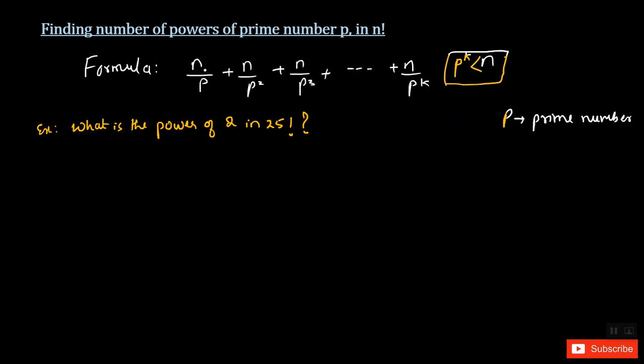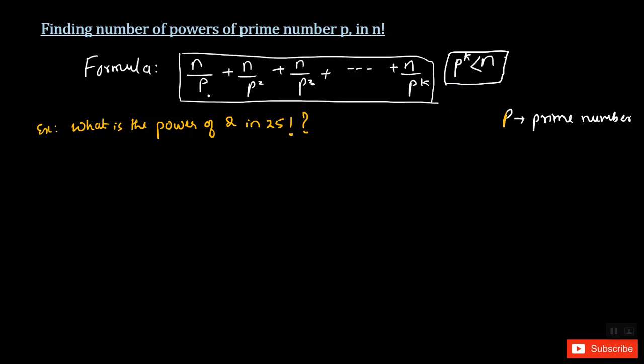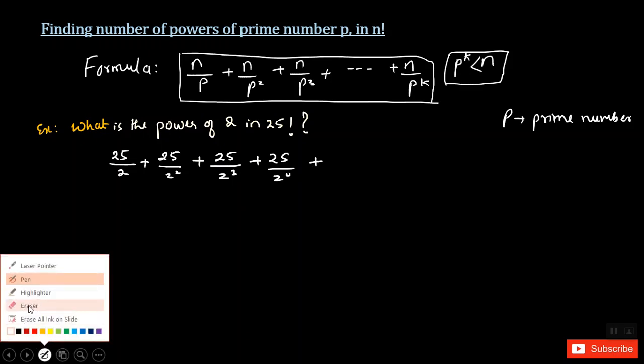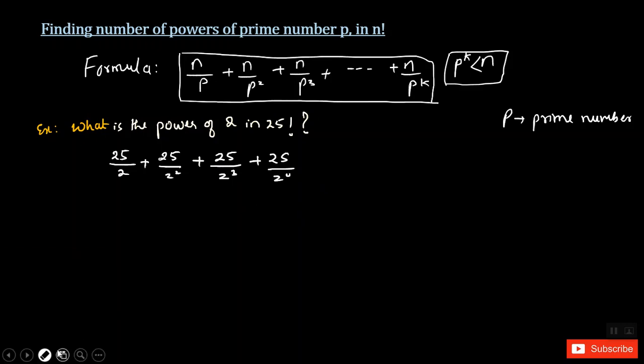The formula here is the rule we follow. I'll replace n with 25, so we can say 25 by 2 plus 25 by 2 square, 25 by 2 cube, plus 25 by 2 to the power 4, which is 16, plus 25 by 32. I can't go beyond that because 2 to the power 5 is 32. So let me erase this part. This is how we represent it.